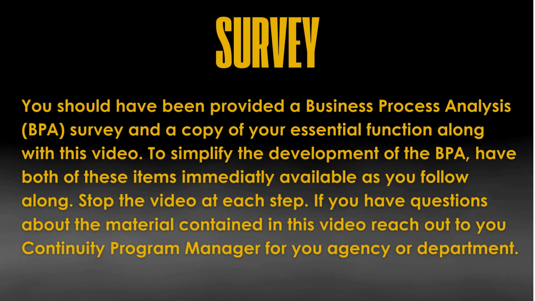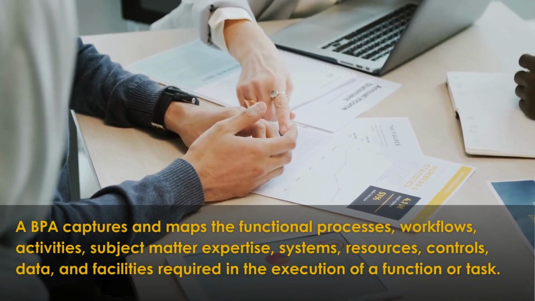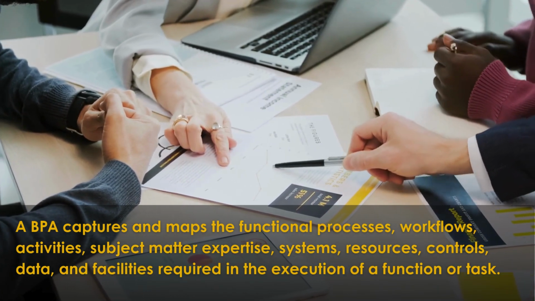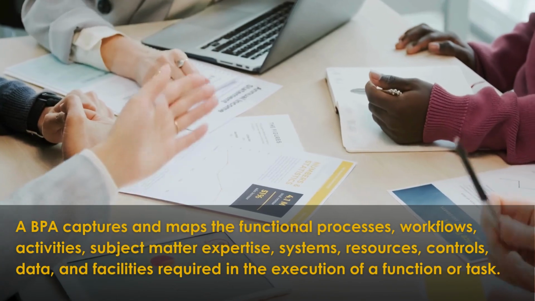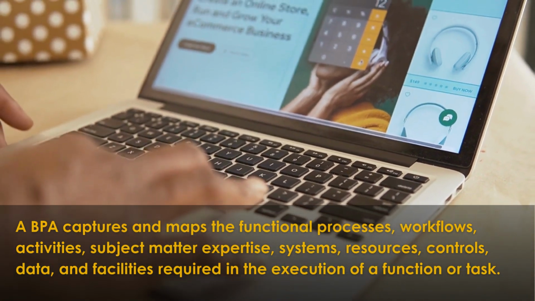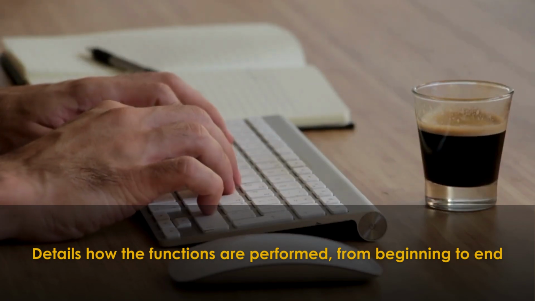If you have any questions about the material contained in this video, reach out to your continuity program manager for your agency or department. A BPA captures and maps the functional processes, workflows, activities, subject matter expertise, systems, resources, controls, data, and facilities required in the execution of a function or task. It also details how the functions are performed from beginning to end.